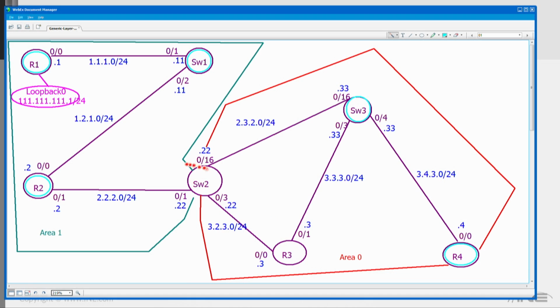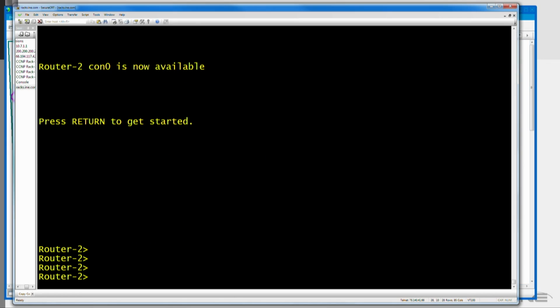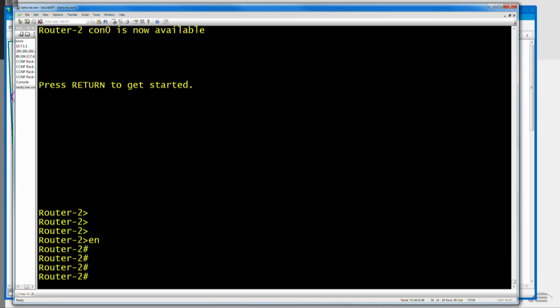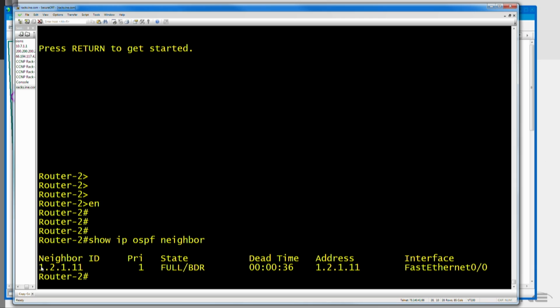Now before I do that, for example, let's go to router 2 and issue some verification commands to see what he looks like already, router 2. Okay, so what command would I type to see if this router has become fully adjacent with any other OSPF neighbors, or if he's learned of any OSPF neighbors in any other transitory state? Hopefully you said show IP OSPF neighbor. And you can see he's got one neighbor, 1.2.1.1.